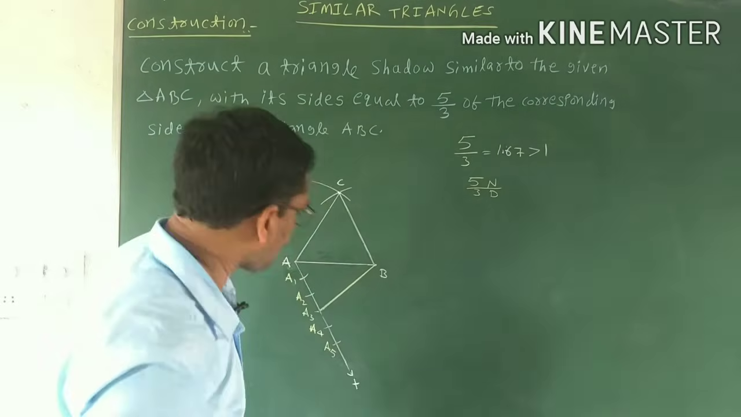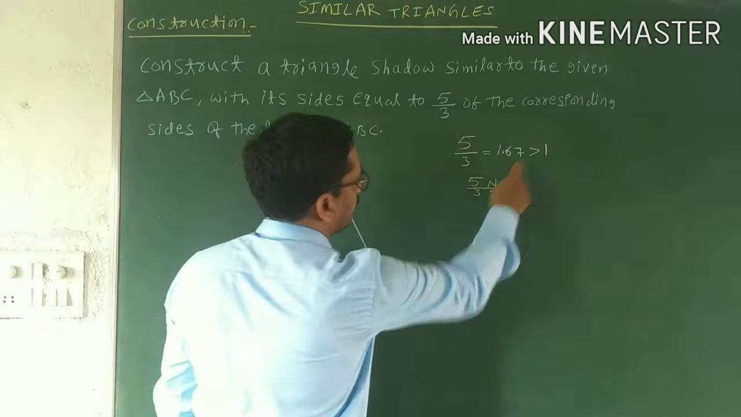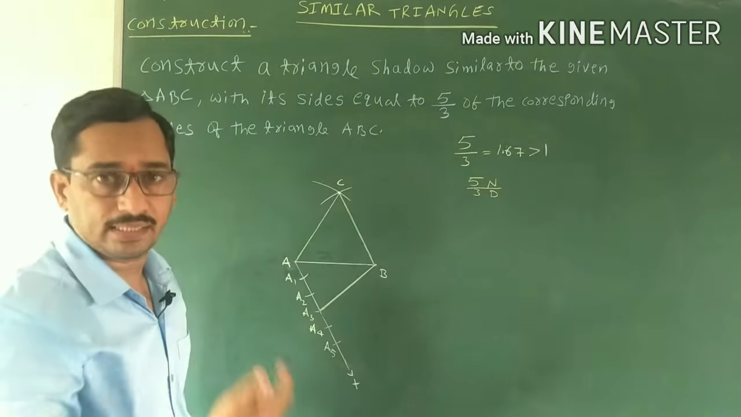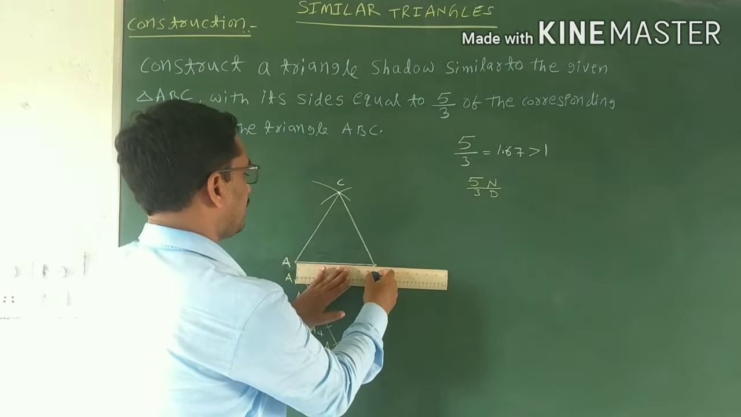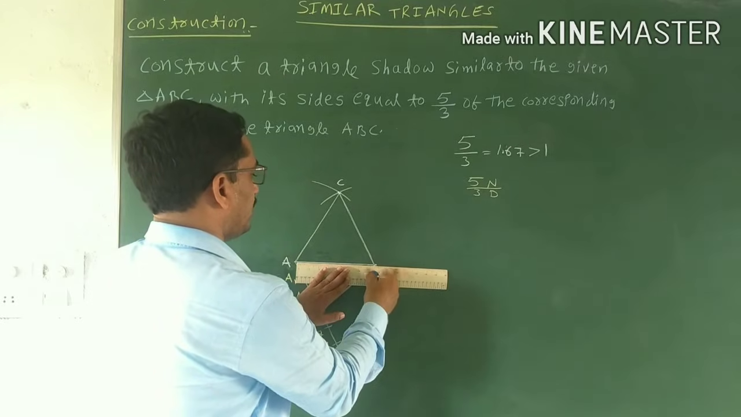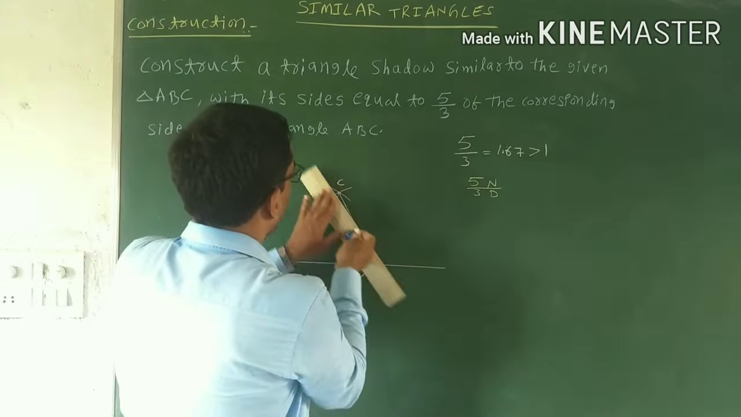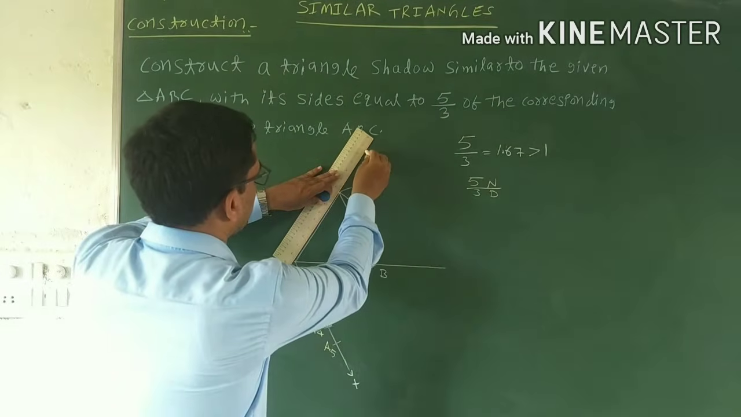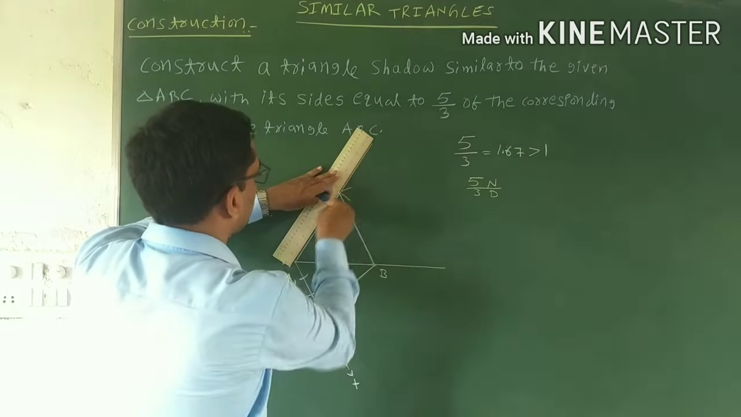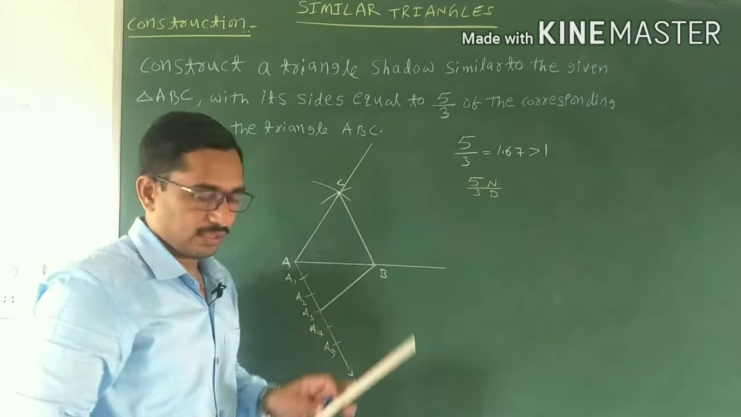Next, A3 with B. Now 5/3 is greater than 1, which means our required triangle is bigger than the given triangle. So we have to extend the sides. Here I am extending the side AB. Extend the side AB, and also extend the side AC. So extend the side AB and next AC also.